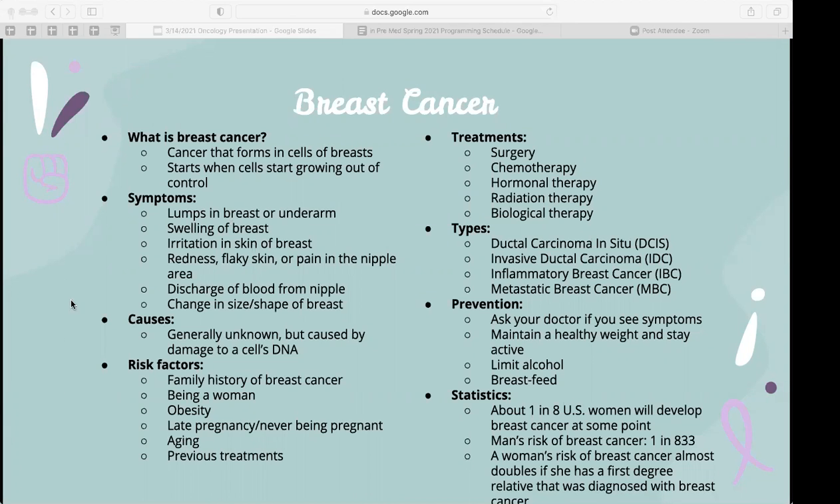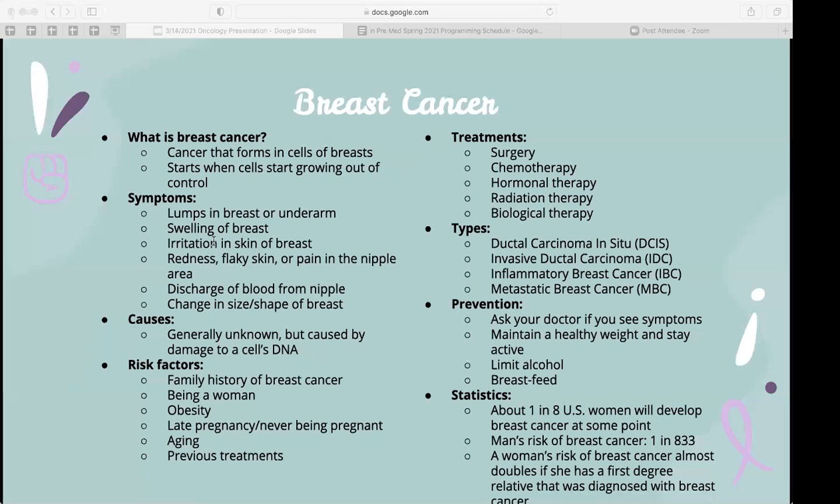The causes of breast cancer are generally unknown, but doctors do know that breast cancer is caused by damage to a cell's DNA. There are multiple risk factors for breast cancer. Having a family history of breast cancer, being a woman, obesity, late pregnancies or never being pregnant, aging, and previous treatments are all risk factors. Being a woman is a risk factor because women are about 100 times more likely to develop breast cancer in their lives than men are.